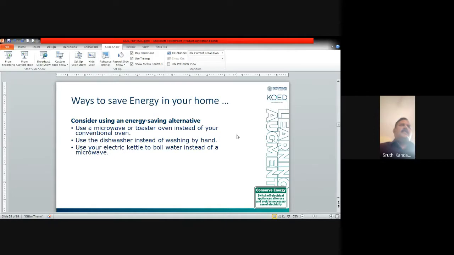Next, consider using energy saving alternatives. Use a microwave oven or toaster oven instead of your conventional oven. Use a dishwasher instead of washing by hand. Use your electric kettle to boil water instead of a microwave oven.